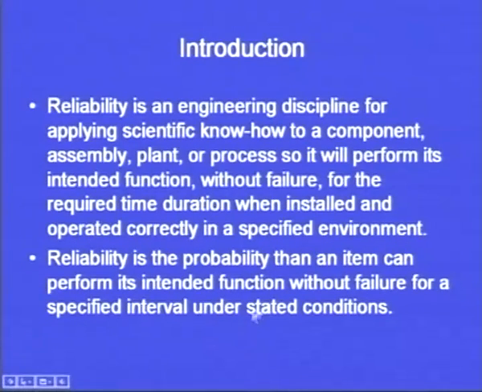It will perform its intended function, so that the product or the process or the assembly or any plant that we have designed performs its intended function. If you remember the lecture on value engineering, we have discussed this word function in greater depth. So the intended function has to be performed by the product or the service or the plant or the process without failure. As soon as failure occurs, it becomes unreliable: the product, the service, the plant becomes unreliable.